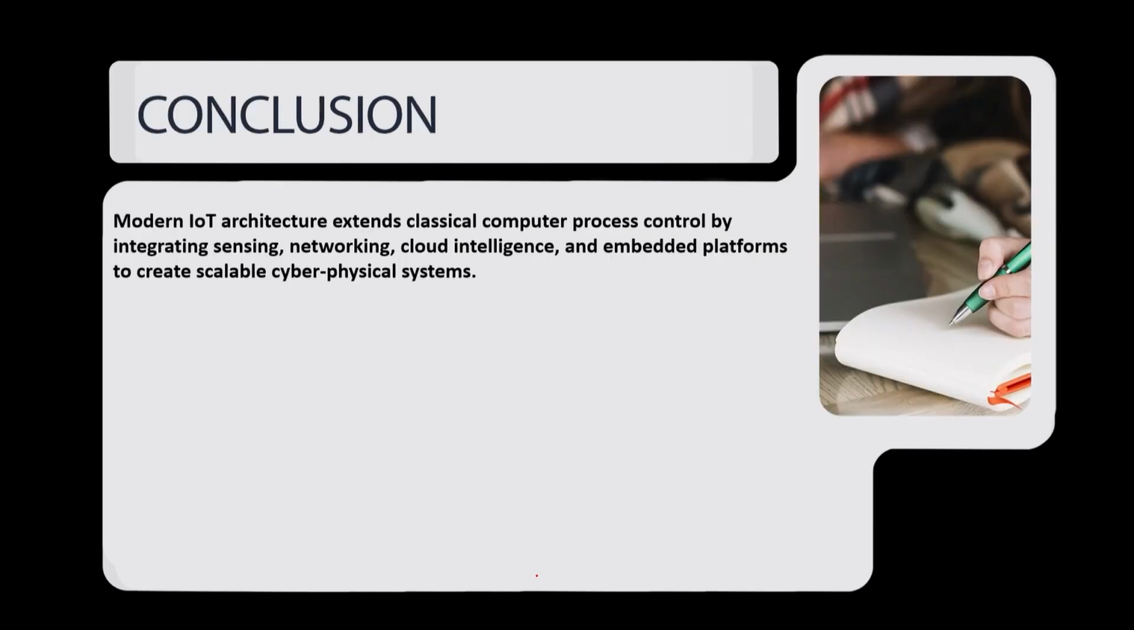To conclude, modern IoT architecture extends classical computer process control by integrating sensing, networking, cloud intelligence, and embedded platforms to create scalable cyber physical systems.